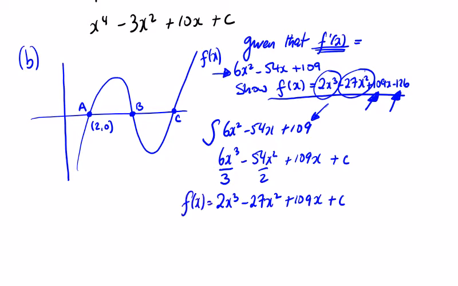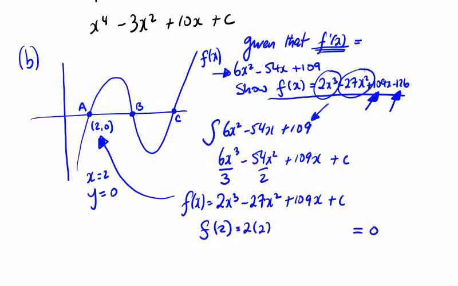What other information are we told? This value here, when x is equal to 2, y or f of x is equal to 0. So let's put in f of 2 and we know the answer is 0. So that's 2 by 2 cubed minus 27 by 2 squared plus 109 by 2, and we've run out of room, plus c is equal to 0.